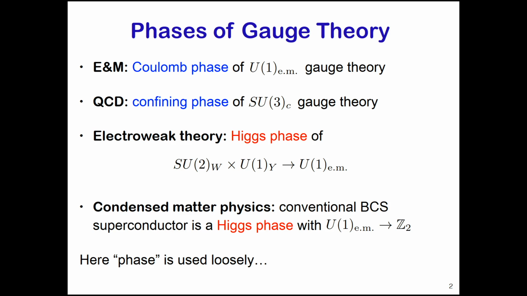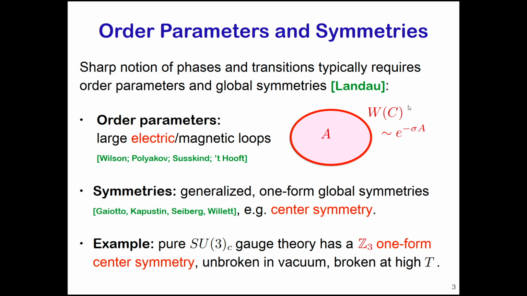And in all of these examples, one needs to take the word phase with a grain of salt. In order to be more precise, as you learned from Sakura, you need to be careful about what kind of order parameters and what kind of symmetries you use to define your phases carefully. This is an old idea that goes back to Landau, and so loosely speaking, we'll refer to it as the Landau paradigm.